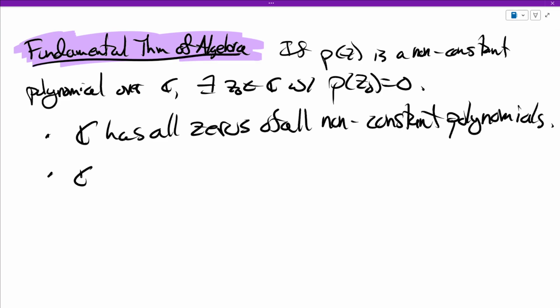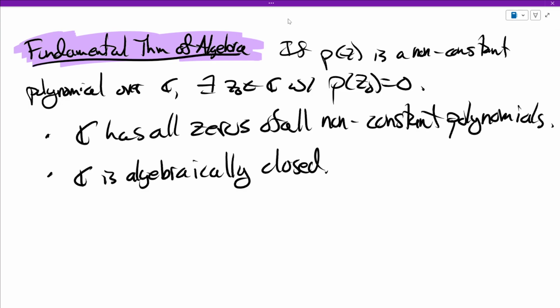In algebra, we say C is algebraically closed. You can't possibly add in any more zeros. You already have them all. Right? That's what we say in algebra.